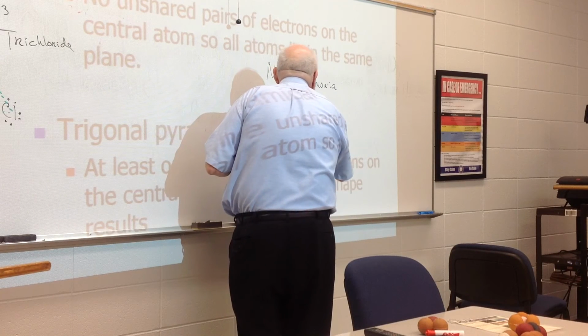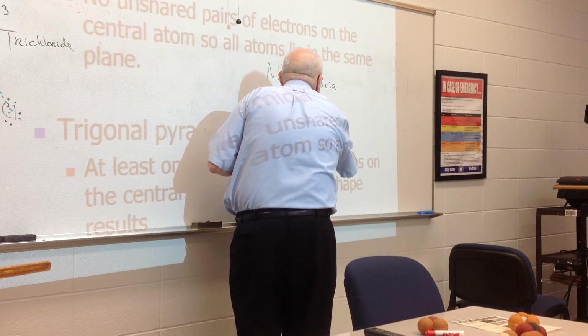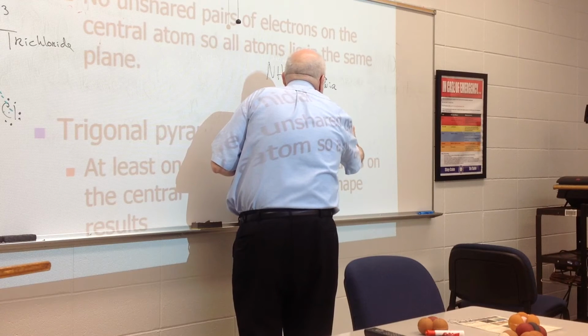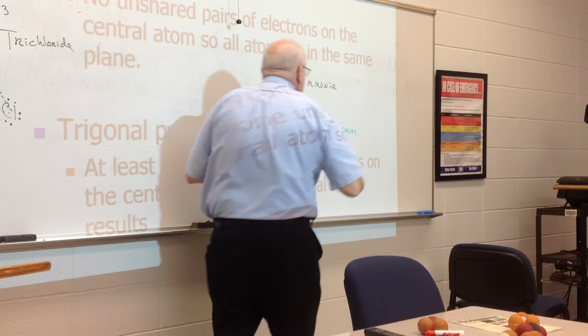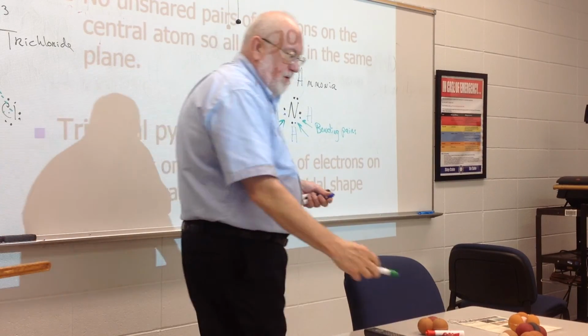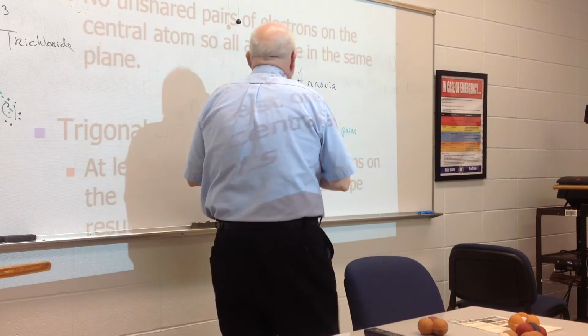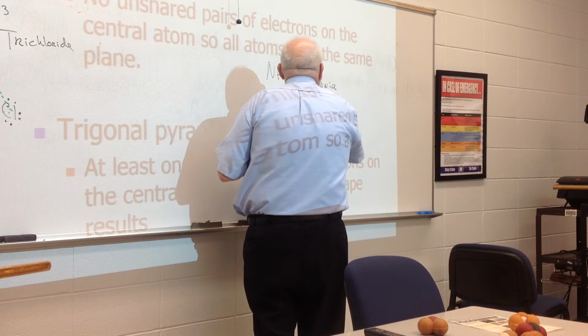Here, here, and here. Those are all what we would call bonding pairs of electrons. What do we have up here? Right.